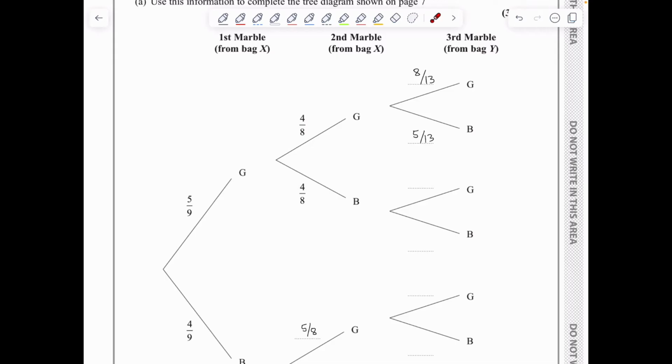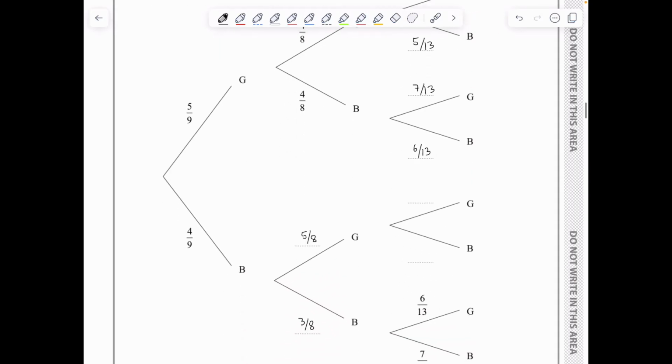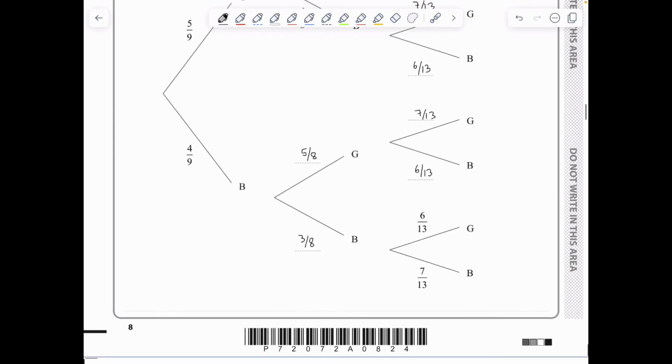The second scenario is the green-blue scenario, so we have increased the number of green marbles by 1 and the number of blue marbles also by 1. So that means we're looking at 7 over 13 and 6 over 13. The blue-green marble is equivalent because we have simply added 1 of each. So this is still going to be 7 over 13 and 6 over 13. And just for confirmation, if we put 2 blue there, then we go to 7 out of 13 being blue and 6 out of 13 being green.